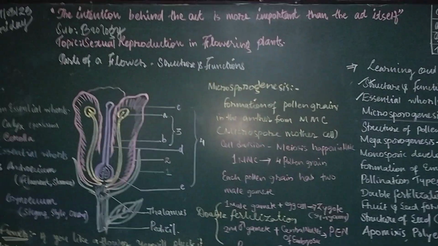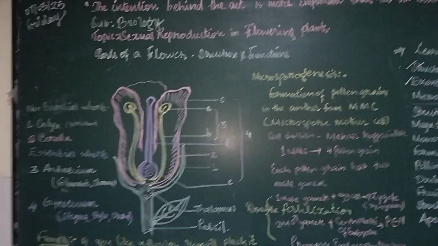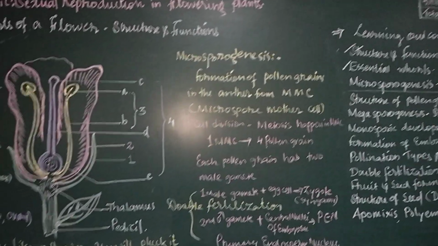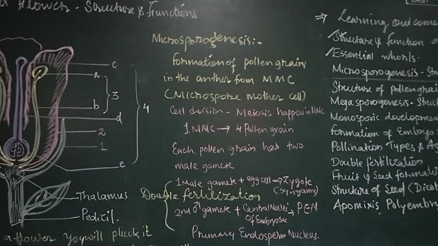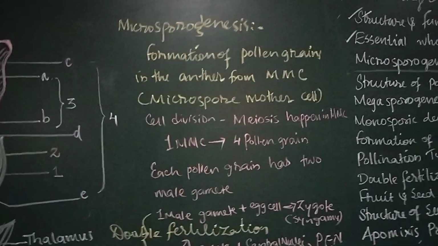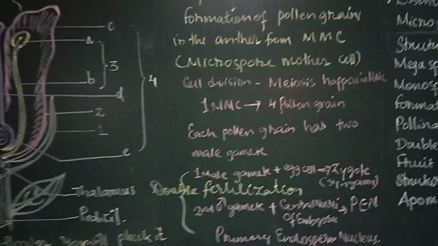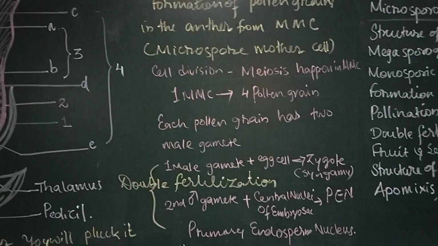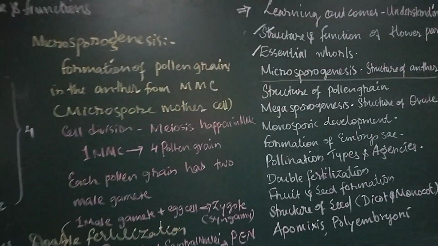In the previous classes, we have discussed the parts of a typical flower with the activity, and we have started microsporogenesis, the formation of pollen grains in the anther from the MMC, the microspore mother cell. Okay, so meiosis cell division will be happening in microspore mother cells inside the pollen grains. So the important diagrams, here they go.